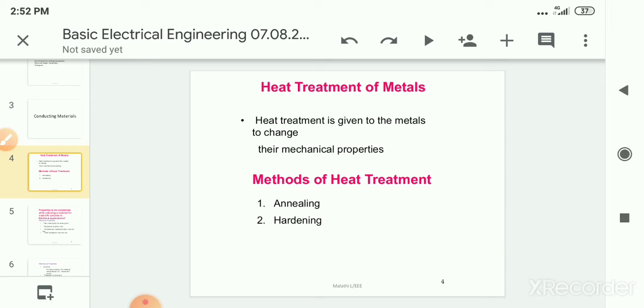Hardening is a heat treatment process in which the metal or alloy is heated to a predetermined temperature, like annealing, for a considerable time and then cooled very quickly. In annealing, we cool it slowly. Here, we cool it very quickly. The metal must be cooled quickly by spraying or by submerging in cold water, oil or another liquid like that. Instant cooling takes place.